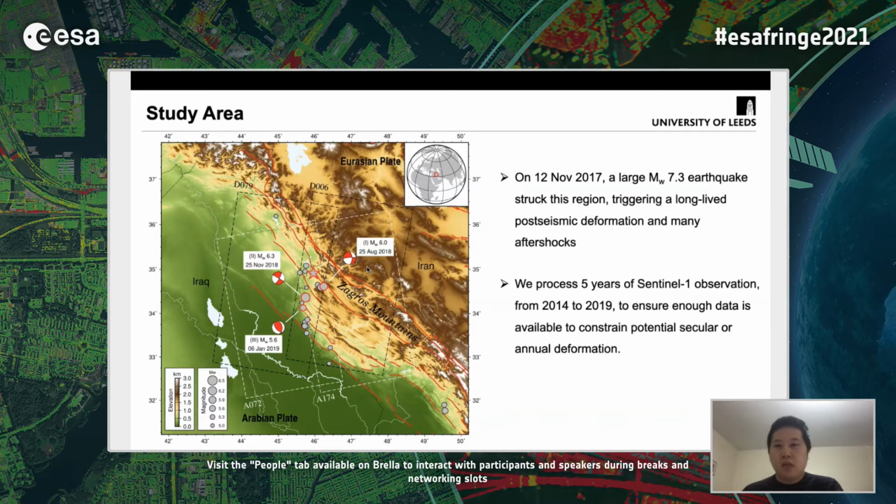We have processed 5 years of Sentinel-1 observations from 2014 to 2019 to ensure enough data is available to constrain any potential secular or annual deformation, such as the seasonal term. As shown in this figure, the red star indicates the epicenter of the main shock, and the gray circles are the aftershocks with magnitude above 5 from the USGS catalog. Red lines are the main active faults, and the white and black dashed rectangles show the area covered by Sentinel observations for both ascending and descending tracks. Here we focus on 3 late aftershocks indicated by the red focal mechanisms, with magnitudes ranging from 5.6 to 6.3.